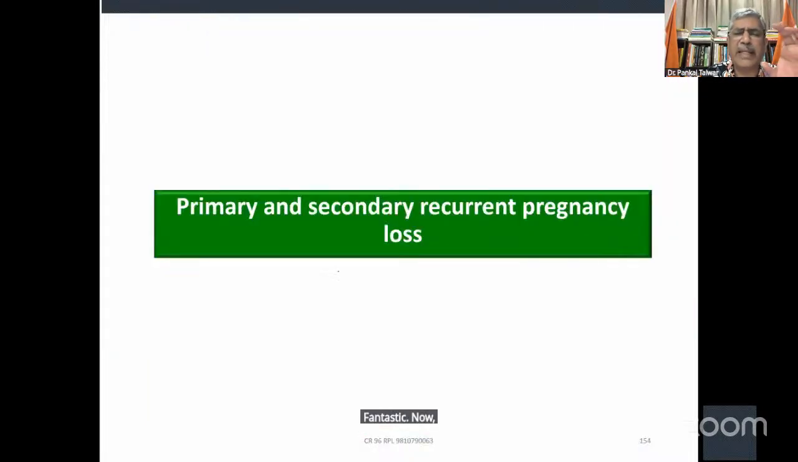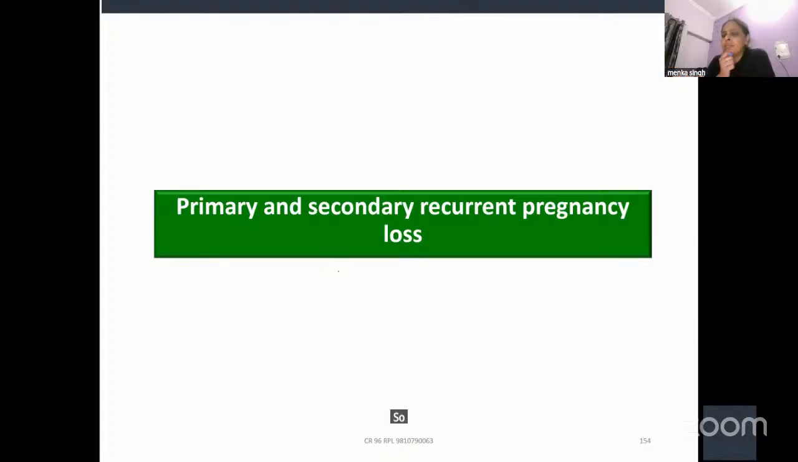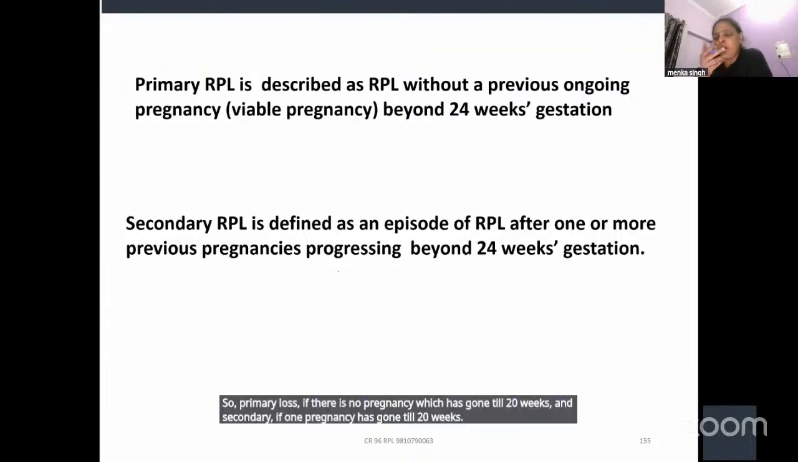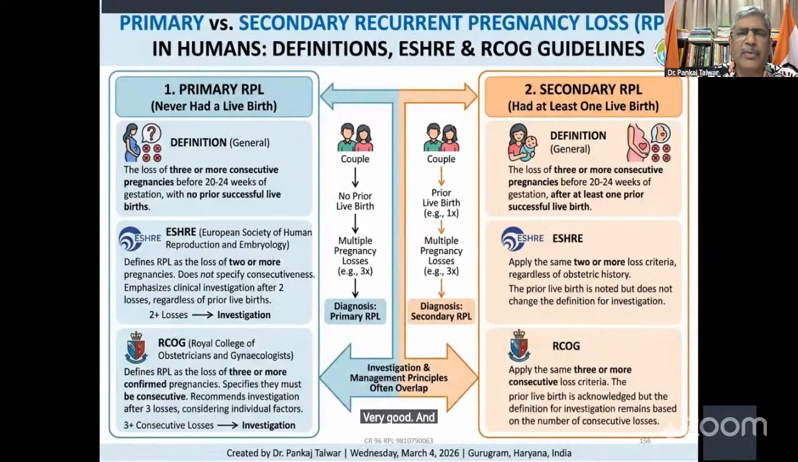Now, what is primary and secondary recurrent pregnancy loss? Who will tell me this? So primary loss is if there is no pregnancy which has gone till 20 weeks, and secondary if one pregnancy has gone till 20 weeks. Very good. 24. And then they have above. So this is what I want to show you. What is primary RPL? What is secondary RPL? So primary means three or more consecutive pregnancies before with no prior successful live birth. Then they say that 2 or more pregnancies, do not specify consecutiveness.